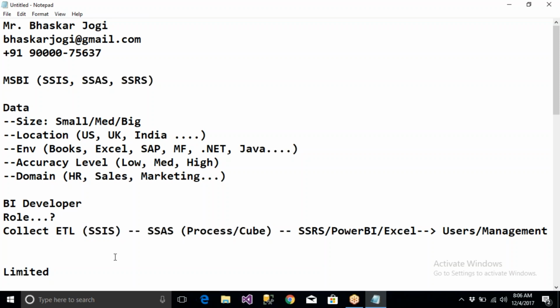For example, this is my raw data, such as customer data. This data will be accessed as it is and dumped onto the data warehouse. So SSIS is going to take the data as it is and dump it in the data warehouse.